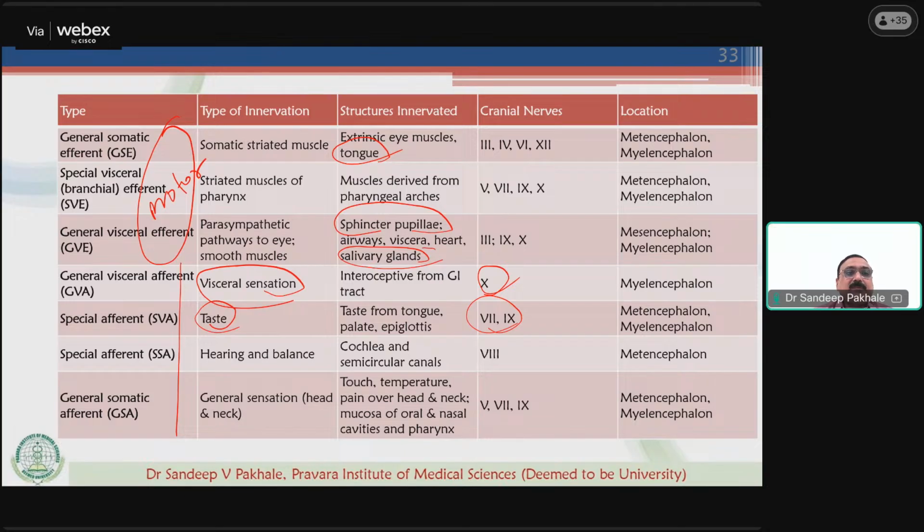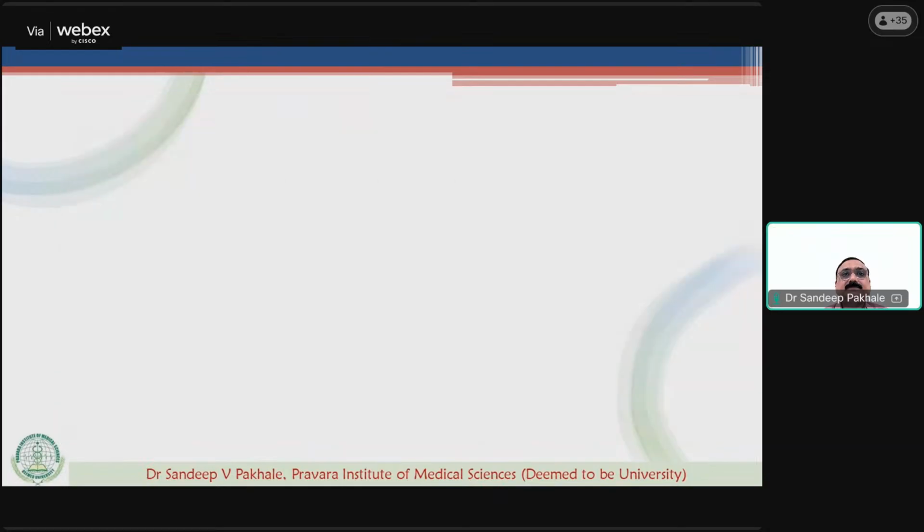Lateral to that, we have the special somatic afferent, which carries the hearing and balance sensation, and structures innervated by the vestibulocochlear nerve, that is cochlea and semicircular canals. Again, the location of this functional nucleus is the metencephalon. So this table integrates function, innervation, and cranial nerve distribution in a columnar pattern.